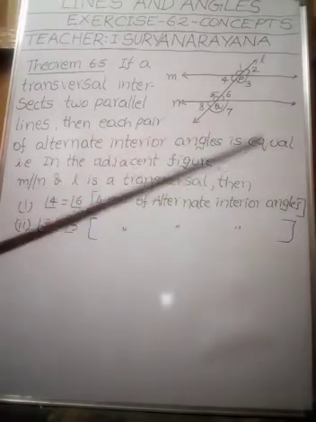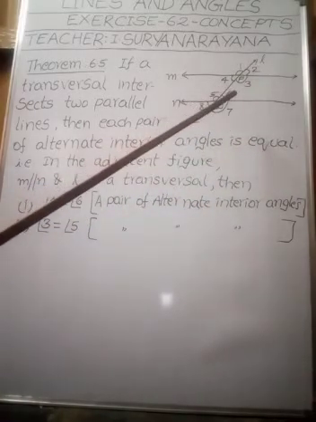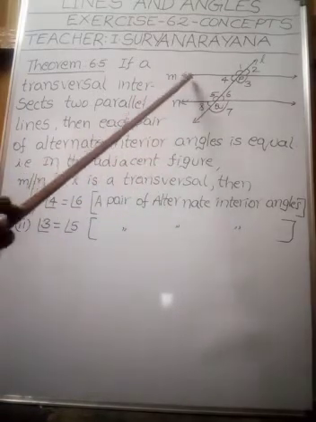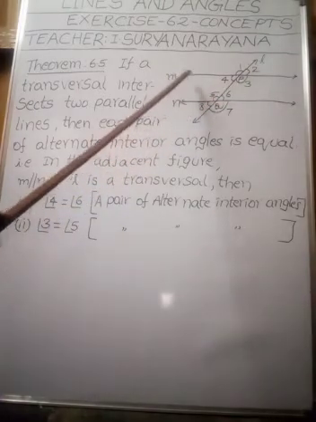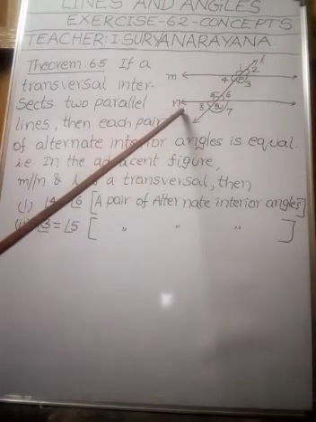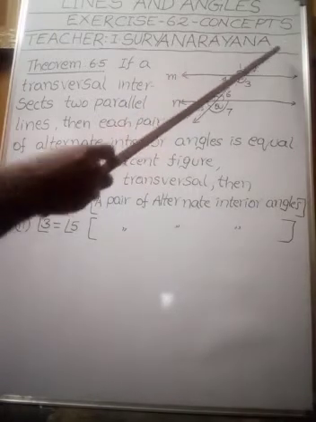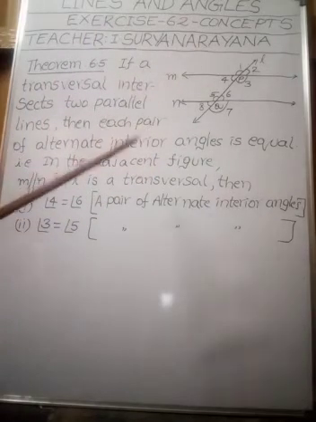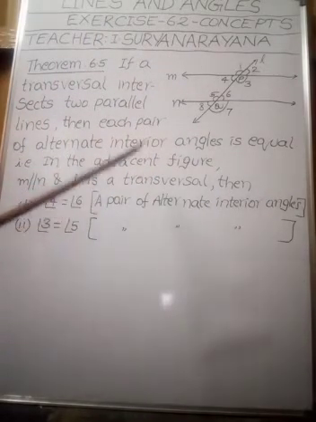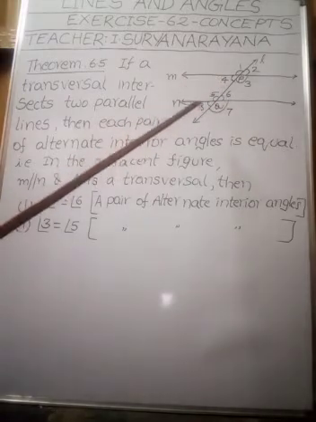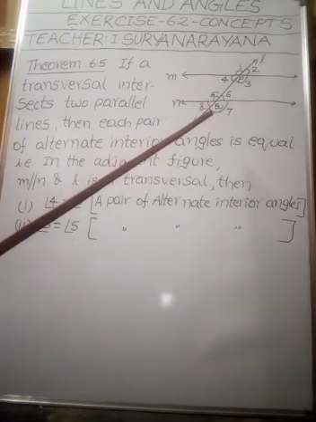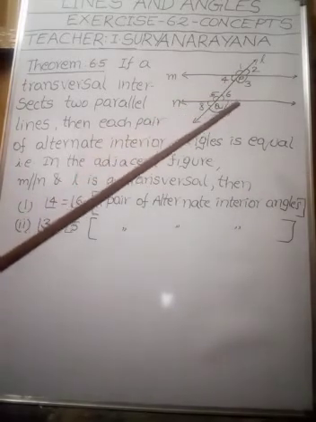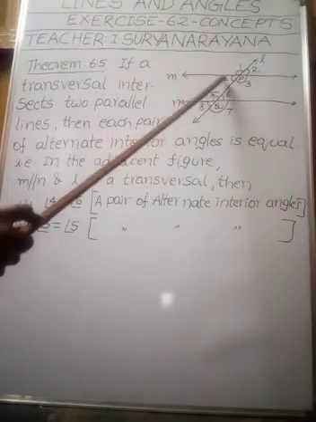Okay, my children? Right. Let us discuss here clearly. In the adjacent figure, observe this figure, my children. The lines M and N are parallel lines. We have taken like this, and L is a transversal. In this case, angle 4 is equal to angle 6. What are the alternate interior angles? Angle 4 and angle 6. This is one pair of alternate interior angles. So, these two angles are equal.